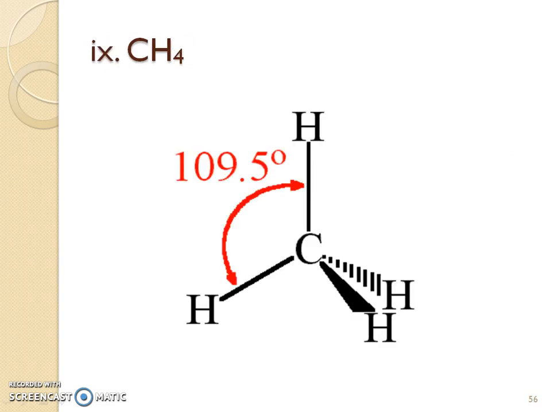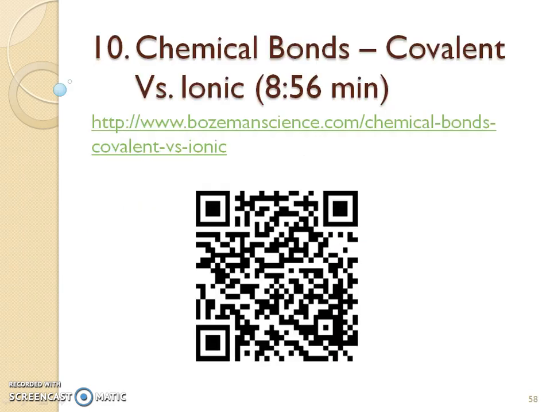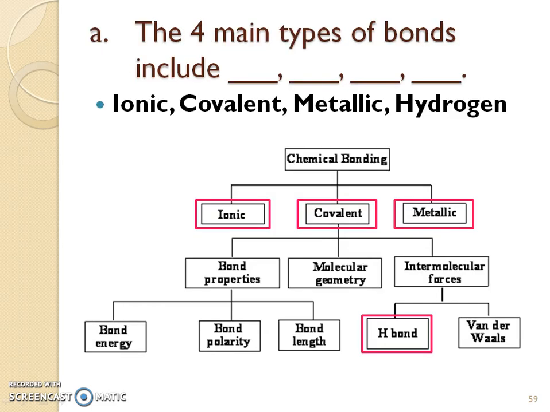We're going to learn about bond angles in this course. We're also going to learn about formal charges in this course. You should have watched chemical bonds, covalent versus ionic. There are 4 main types, but then there's going to be branches off of them. So this flow chart is really nice to show all of that information that we're going to be learning again in this course.